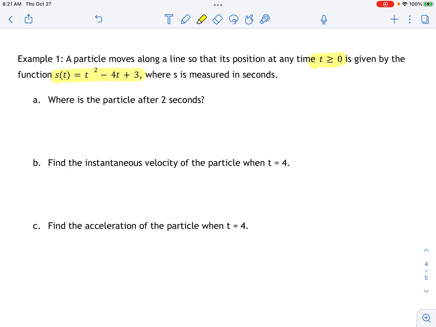When you see an equation, s of t, that is the position function, which means it's tracking the position. You can find where an object is using the position function. Position tracks the location at any point in time.